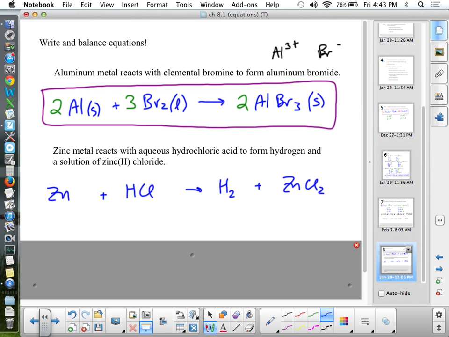For physical states, zinc is a solid. The description tells you that hydrochloric acid is aqueous. You know that hydrogen is a gas. And if I tell you it's a solution of zinc 2 chloride, then that means the physical state is also aqueous. Zinc is balanced. I've got 2 hydrogens on the product side, 2 chlorines on the product side. This is an easy one. I simply put a 2 in front of the HCl to balance it.